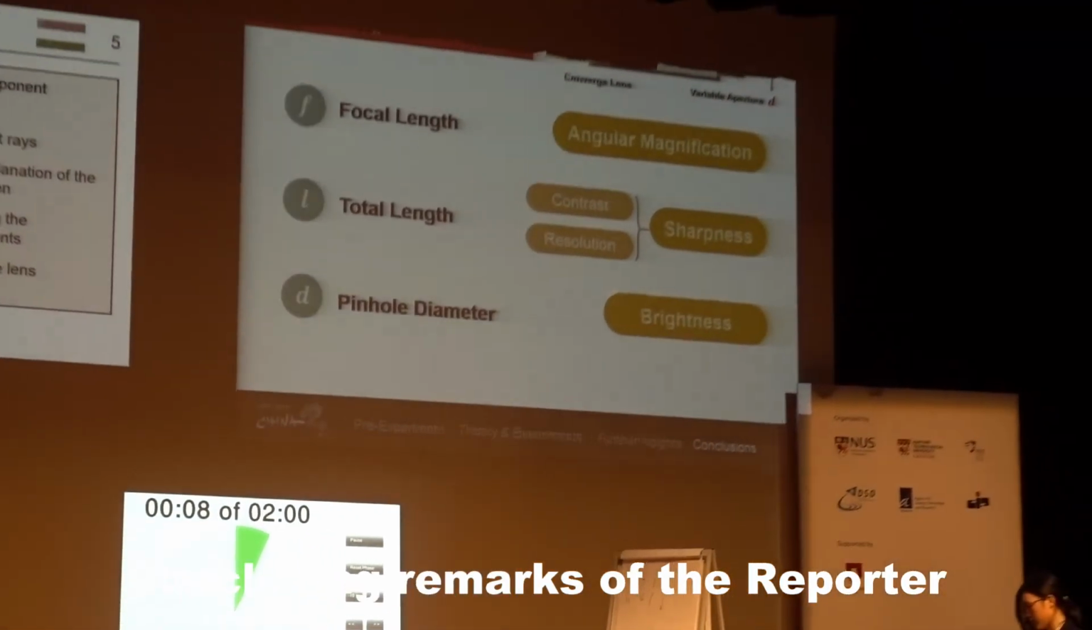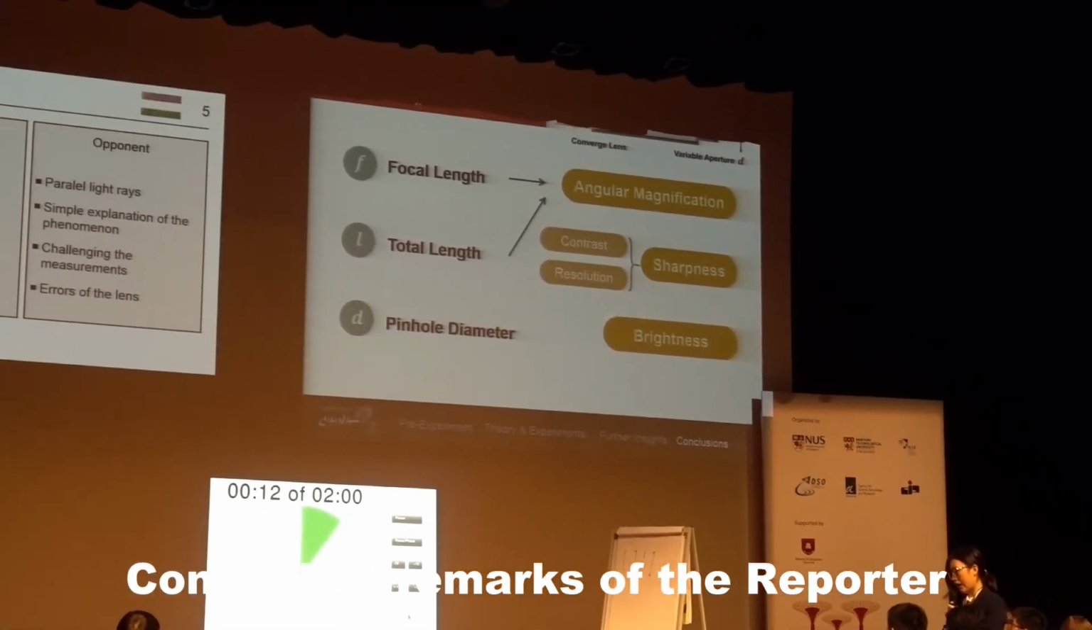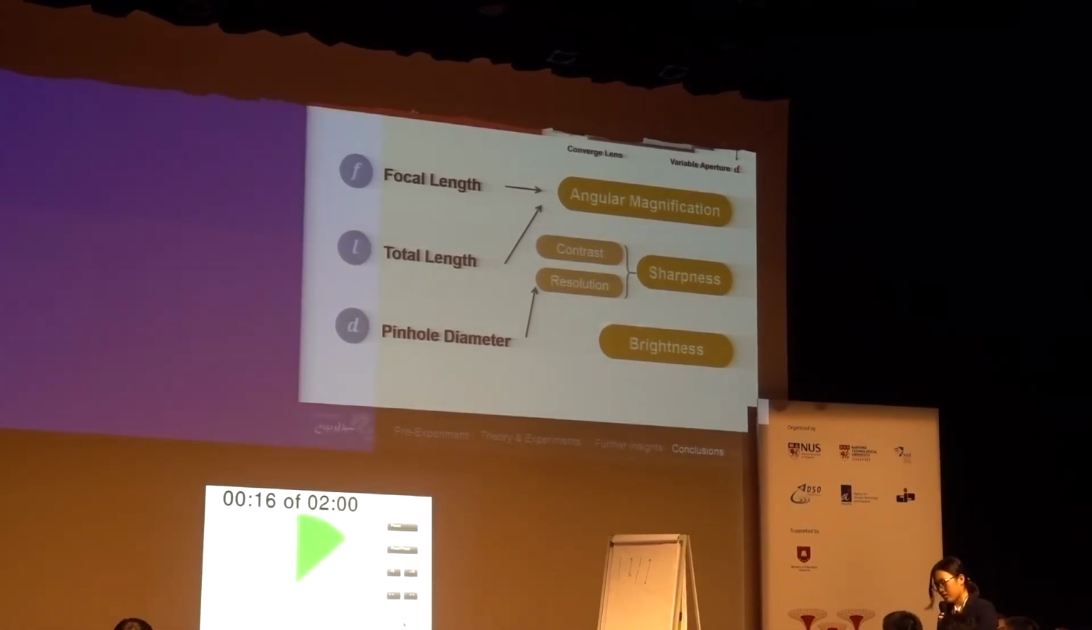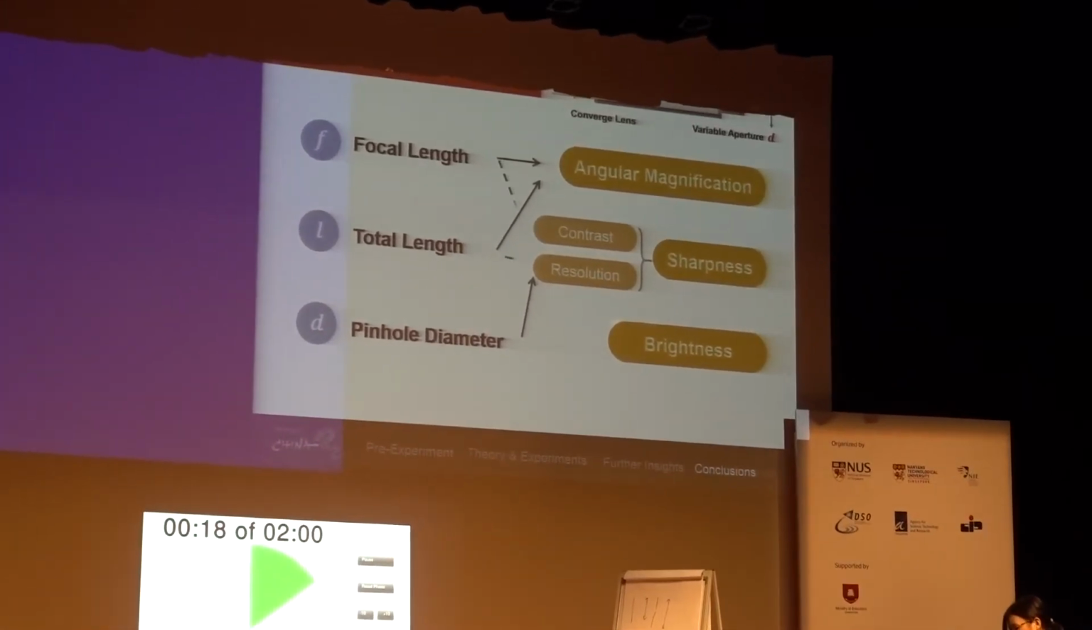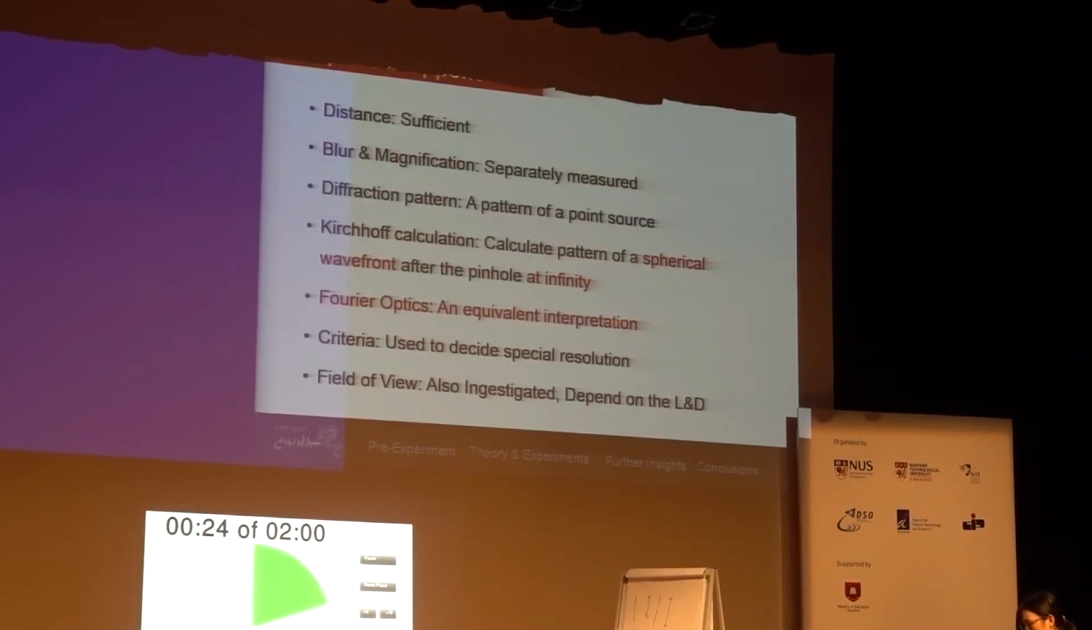First is our study conclusion. We find that the focal length and the total length of the telescope have an effect on magnification, and the pinhole diameter has a decisive influence on the resolution, as do the focal length and the total length. And the brightness is decided only by the pinhole diameter.